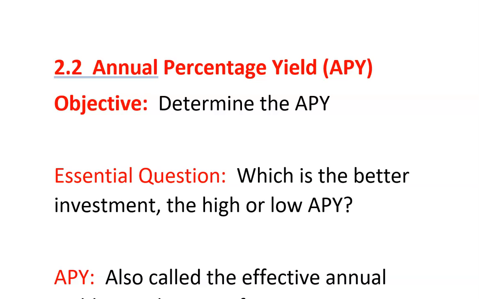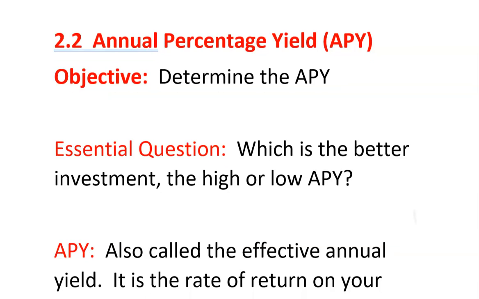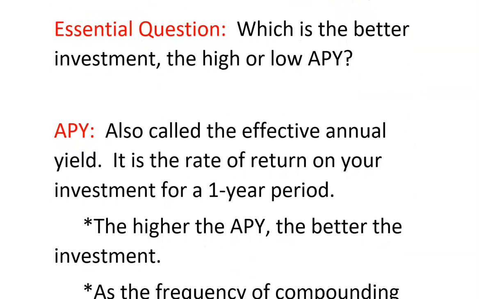Section 2.2, Annual Percentage Yield, or APY. What we're going to do is use that table A14 in the back to determine the APY. Our essential question: which is the better investment, the high or low APY? By the end of the class period, you'll know what the answer is to that question.